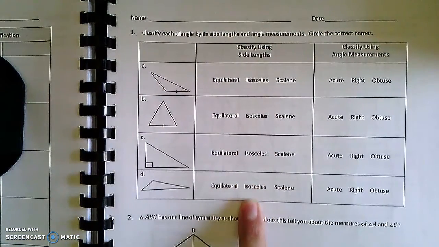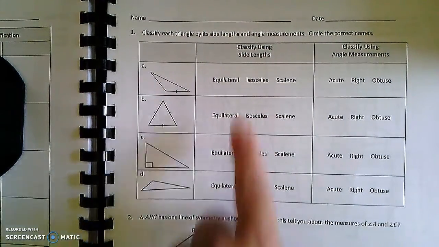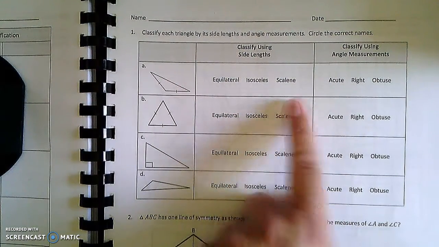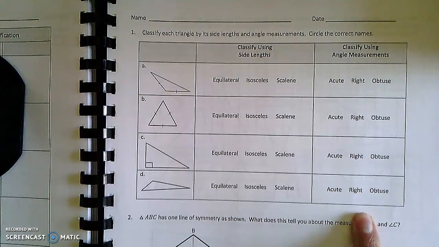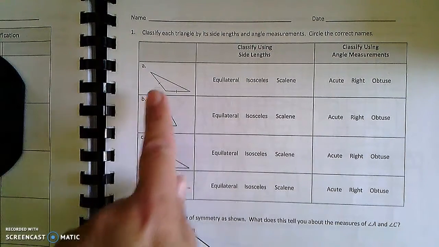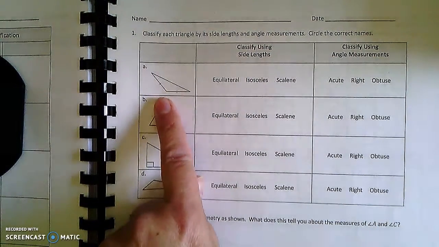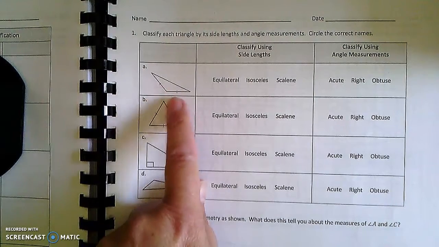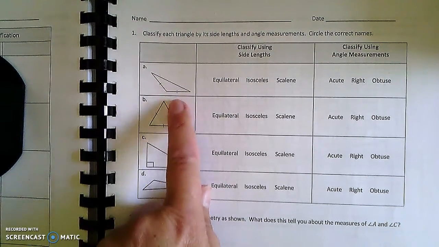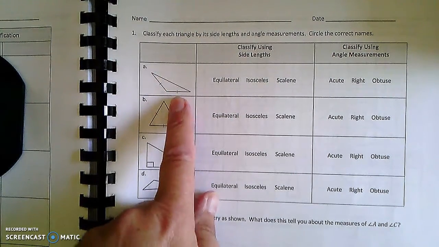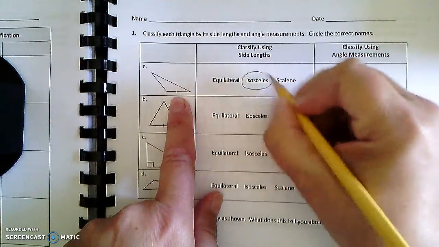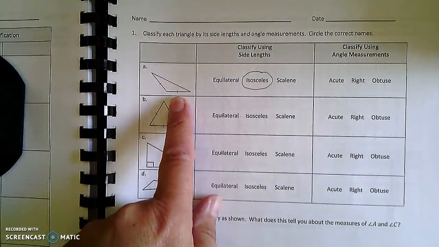This is classifying using their side lengths with that vocabulary right here. And then classifying using the angle measurements. And that vocabulary is right here. So, triangle A. I see 2 tick marks. They use tick marks to show that those sides are equal. So this means that 2 of these sides are equal. So what kind of triangle is that? When 2 sides are equal, it is an isosceles triangle.